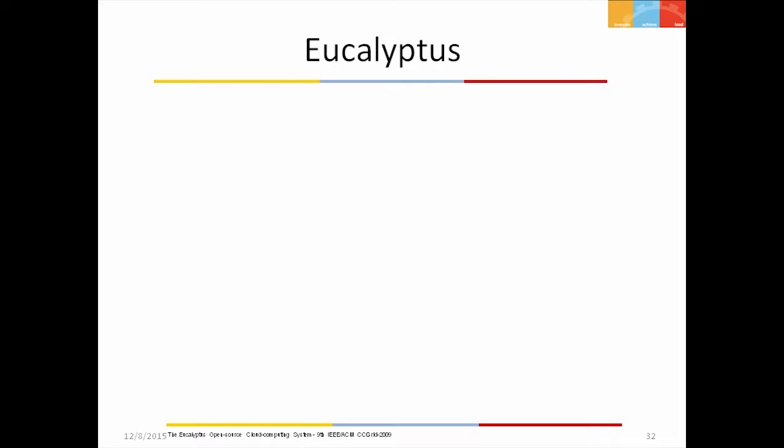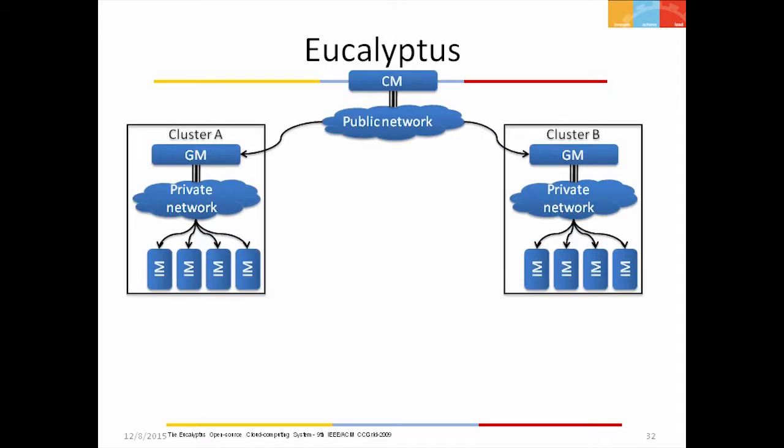Let's look at Eucalyptus in a bit more detail. This is how the Eucalyptus software will work. It has a cluster manager, CM, and this is a public network, and these are the two clusters. These are basically hardware and instance managers. There is a private network through which these machines interact, and there is a group manager, and the cluster manager would be interacting with this group manager. This is how it looks.